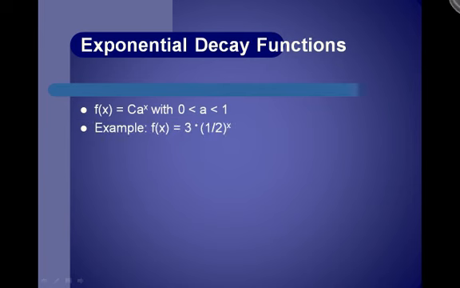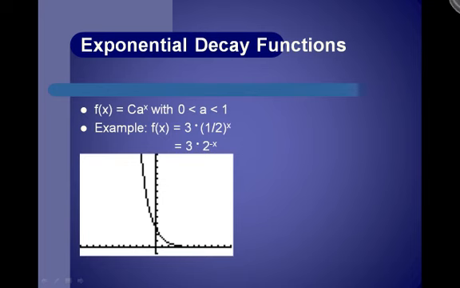So this time we're going to look at the function f of x equals 3 times 1/2 to the x power, or 3 times 2 to the negative x. Again, if we plugged in x is 0, we would get 3 times 1/2 to the 0, which is just 3. So again, there's our ordered pair 0, 3. If x is 1, that's 3 times 1/2 to the 1, so that's going to be 3 over 2, or 1.5, which is halfway over here. And then if x is 2, we would get 3 times 1/2 to the second power, which is 3 times 1/4, which would be 3/4.